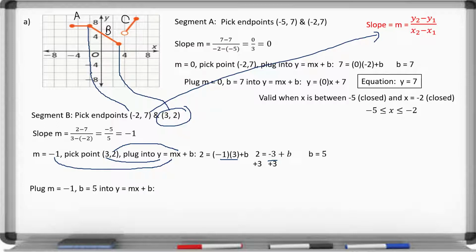So now we're going to plug in m equals negative 1, b equals 5 into mx plus b. So we got b and we got negative 1. And we get y equals negative x plus 5.